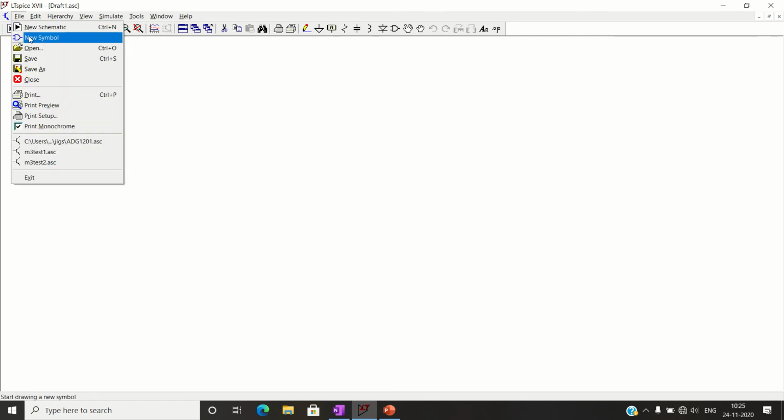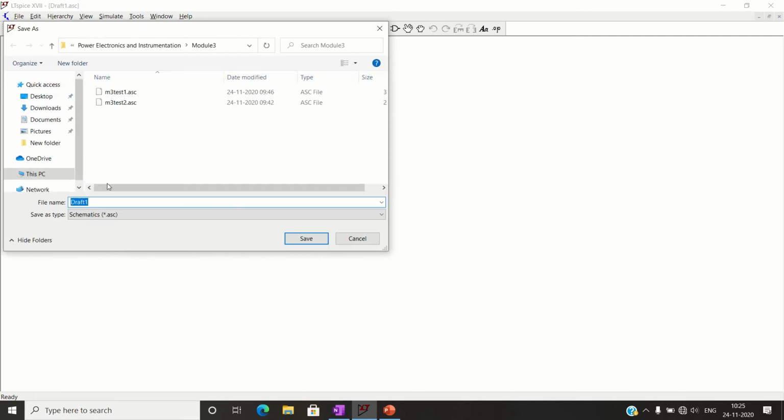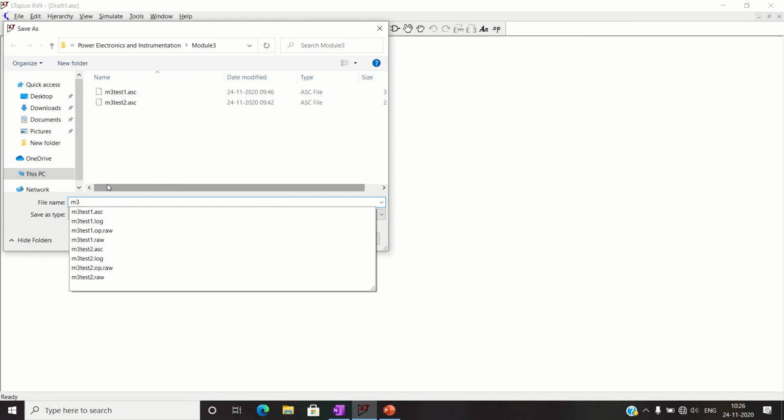Okay, new schematic. I will just save this so that we can refer to it later. I will save this as M3 test 3.